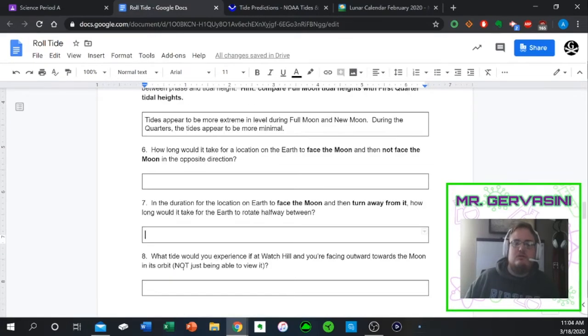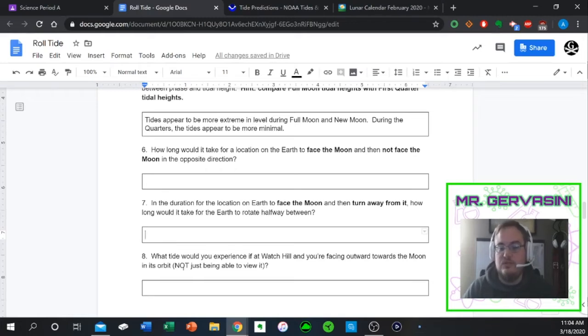In the duration for the location of the Earth to face the moon and then turn away from it, how long would it take for the Earth to rotate halfway between? So basically, that question's a little wordy. I'd probably rewrite it if I could do it now. And then I would say, how long would it take for the Earth to do a quarter turn? Okay, a quarter turn.